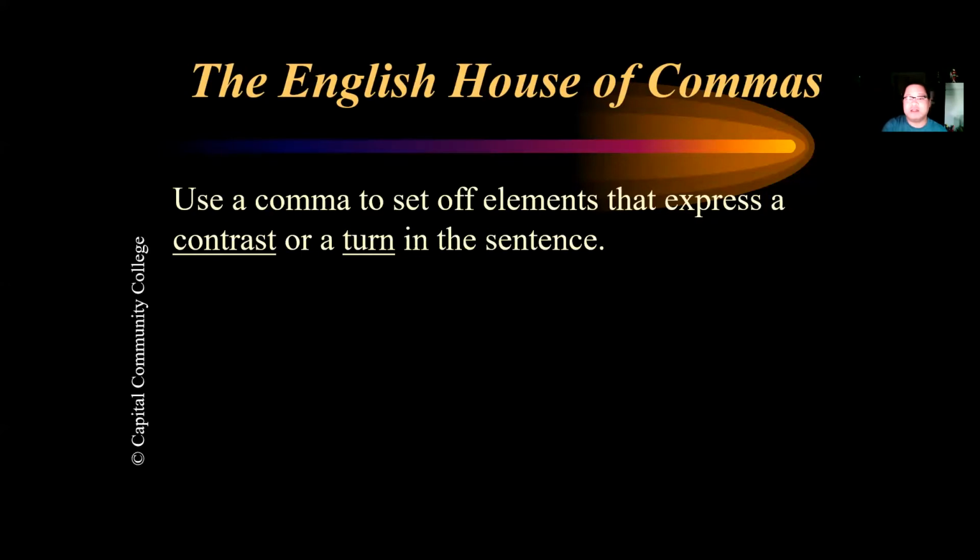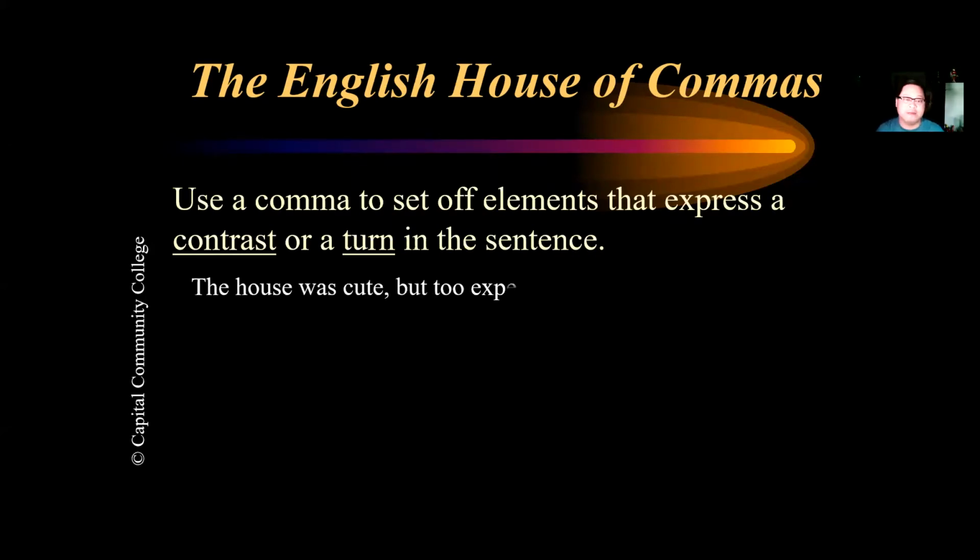So the next rule, use a comma to set up elements that express a contrast or a turn in the sentence. So when you say contrasting, one is a positive sentence, one is a negative sentence, or vice versa. One negative, one positive, and make sure you use a comma.